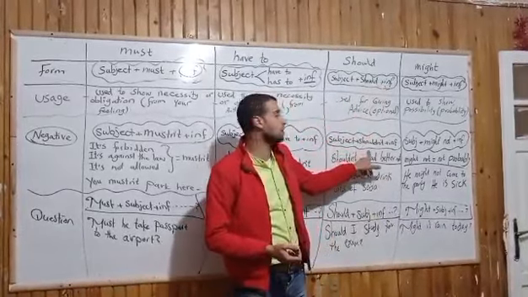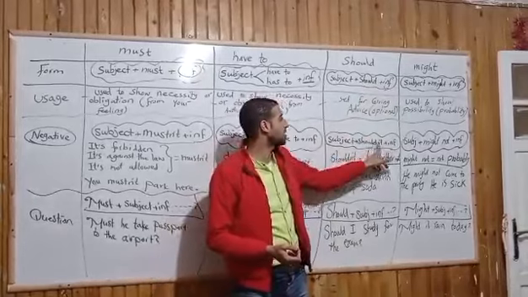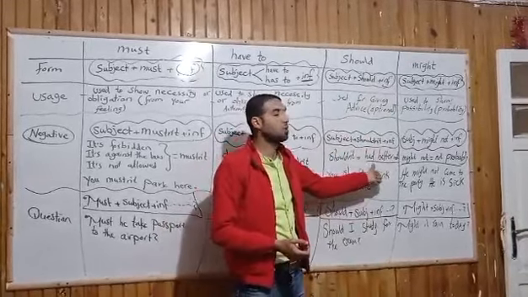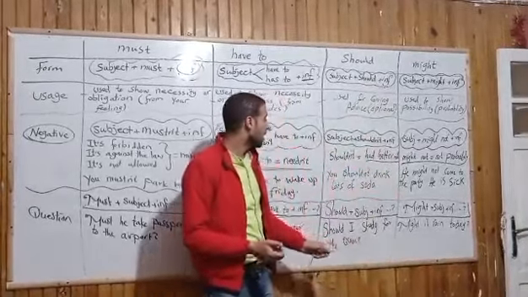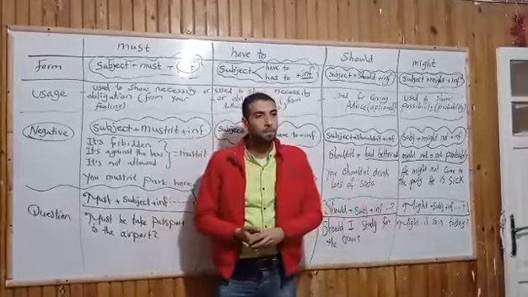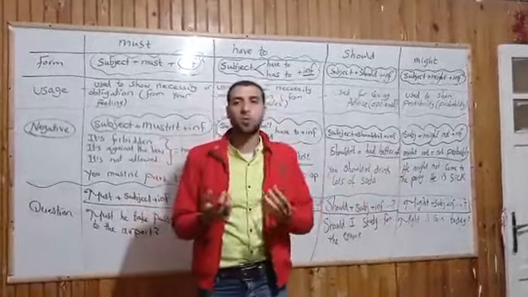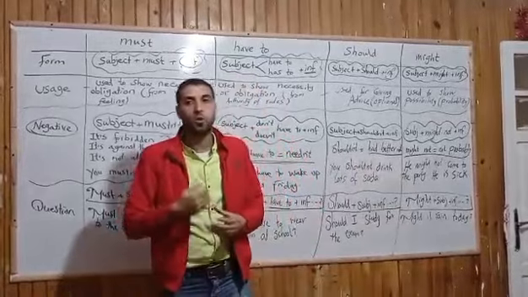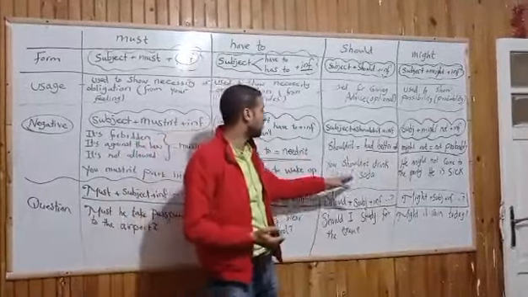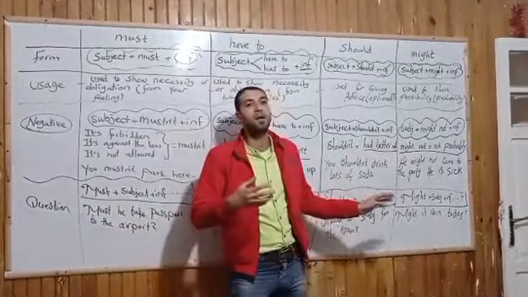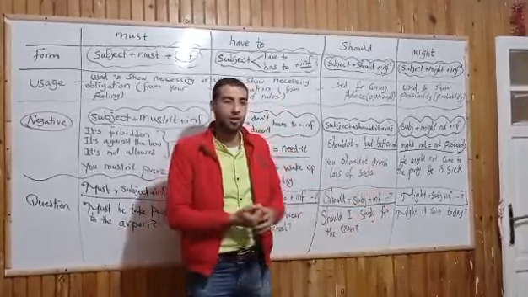So in order to change it into negative, we use subject plus shouldn't plus the verb infinitive. Shouldn't means what? You had better not. You shouldn't drink lots of soda. We all know that fizzy drinks or soda are bad for our health. So we shouldn't drink them. When I say you shouldn't drink lots of soda, it means you had better not drink soda.